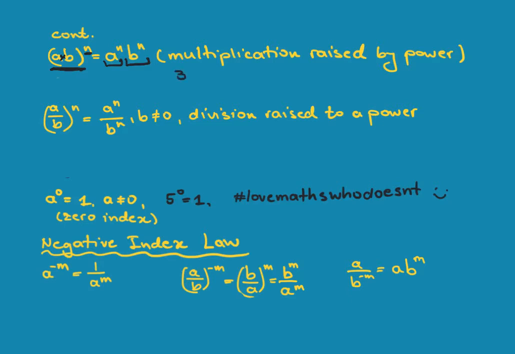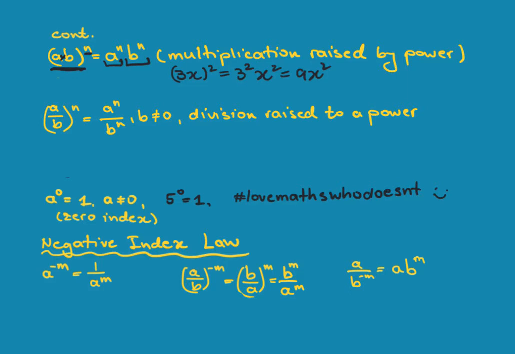Have a look at an example. When I have 3x, everything to the power of 2, every member is raised, so 3 to the power of 2, x to the power of 2, and if you can simplify, you can just go like this. If not, you can just leave it. Next one, we have division raised to a power.